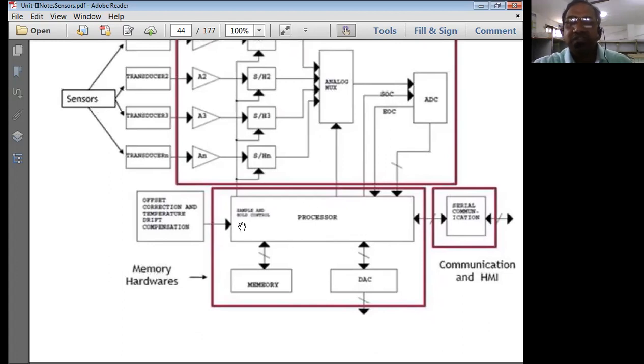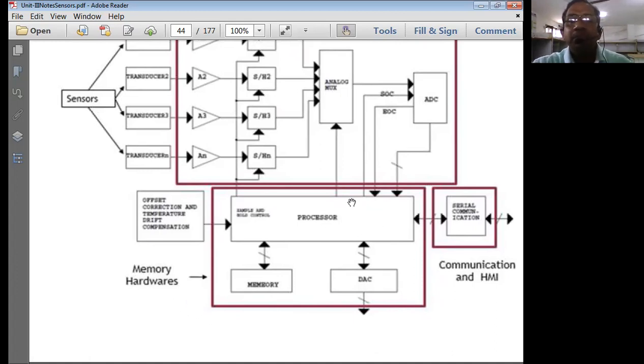Now, to process such an application, it needs some program to be implemented. That program is normally stored in the memory units. Sometimes we may need to write some programs based on the applications, and we may need to reconfigure the program. So to store the programs, we need to have a memory. Therefore, definitely a memory unit is going to be there.